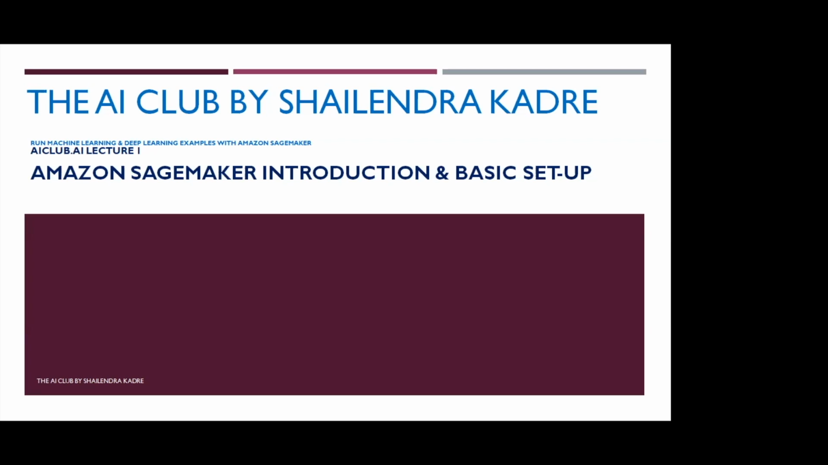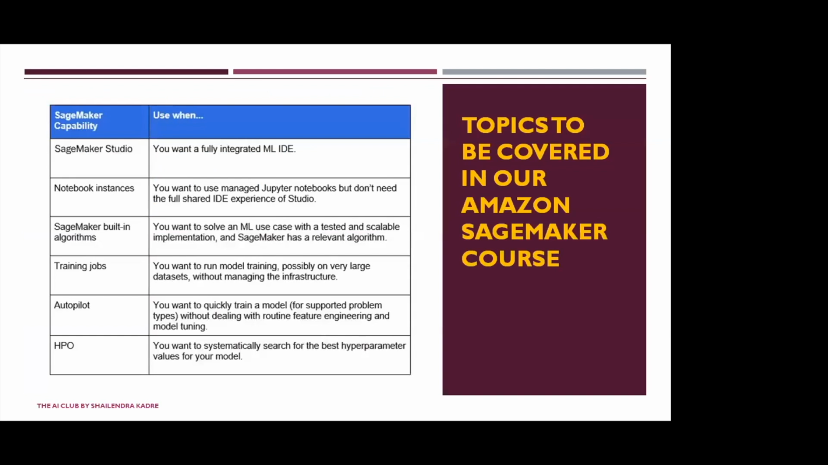And since we are starting the Amazon SageMaker course, we'll need to have some basic setup. We'll need to set up our Amazon AWS account. So in today's session, we're going to see how to do all those setups, what the requirements of this course are, and we'll set up all those requirements.